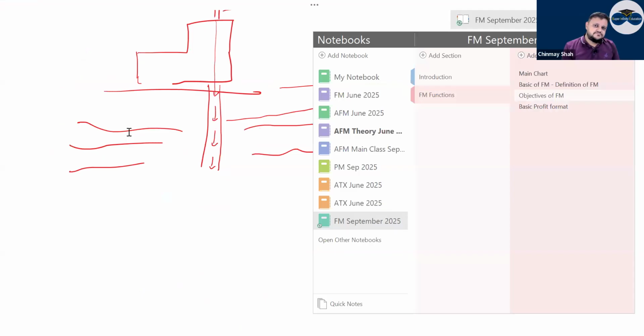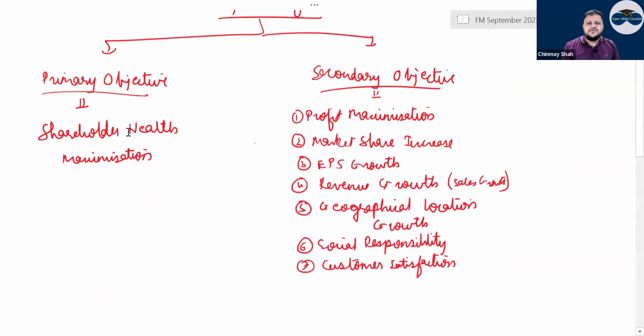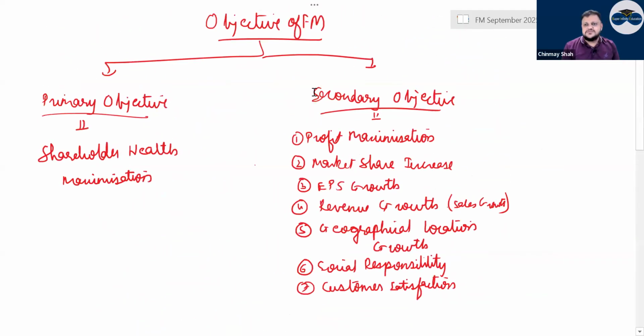Objective of FM. Are you okay with now EPS growth? Does EPS growth make sense? Tell me. And the objective is what? That profitability should grow. That means EPS should grow. Correct or not? Now I want to discuss one thing before going ahead.